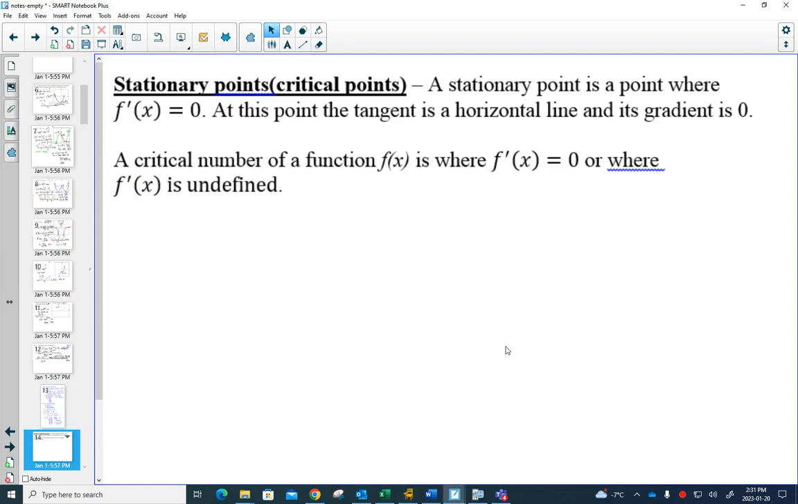So, we are on page stationary points, also called critical points. We're on page 6, right? Awesome. So we call any place where the derivative is equal to 0, in other words, any place where the tangent line is horizontal, completely flat, its slope is 0, we call those stationary points.